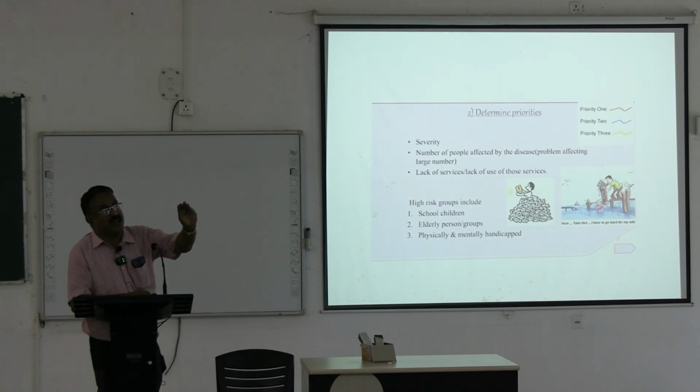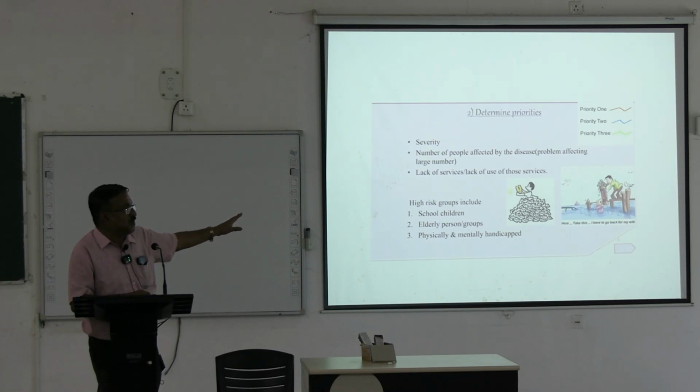So which priority are you going to take? Are you going to take the elderly people? Are you going to take children? Are you going to take the school going kids? Are you going to take the physically and mentally handicapped persons? These are all the important things in the priorities.